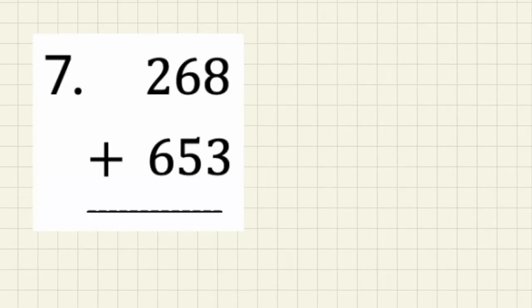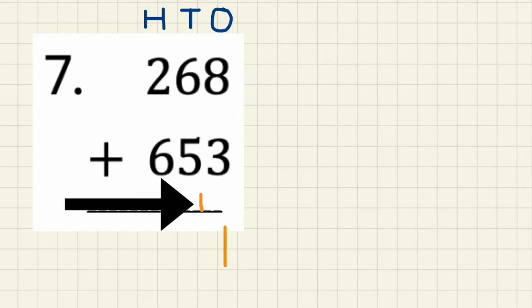Question 7, 268 plus 653. I've labeled this as well, O for ones place, T for tens place, and H for hundreds place. Our first step again is to add the ones place, which is 8 plus 3. 8 plus 3 is 11. 11 is a double-digit number, which means we have to carry the 1 to the tens place.